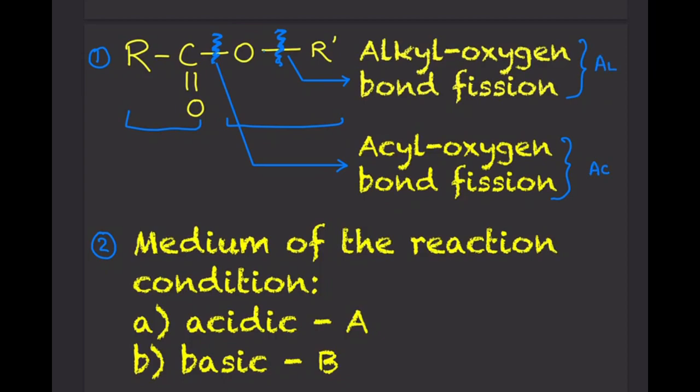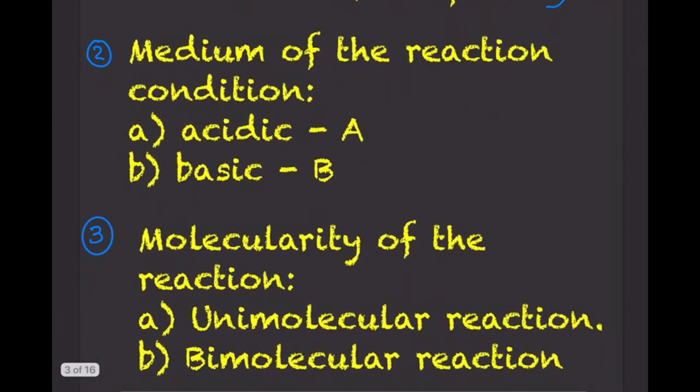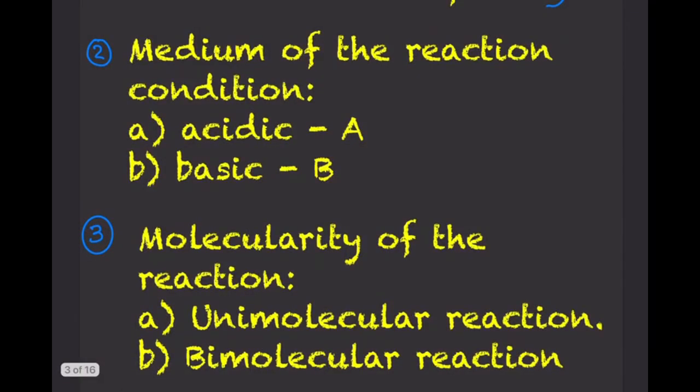Acyl-oxygen bond fission will be represented by AC, and alkyl-oxygen bond fission will be represented by AL. The second point to be considered is whether the reaction is carried out in acidic or basic medium, because it is catalyzed by both. If the reaction is carried out in acidic medium, then we use the symbol capital A. If it is B, then it indicates that the medium was basic.